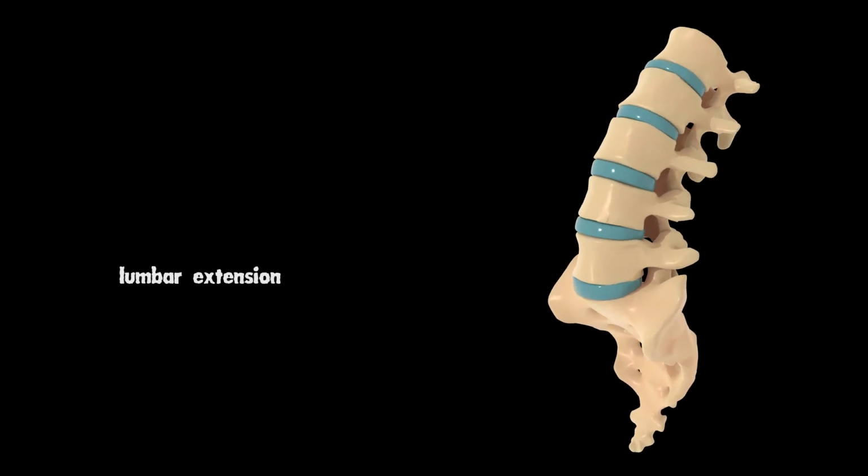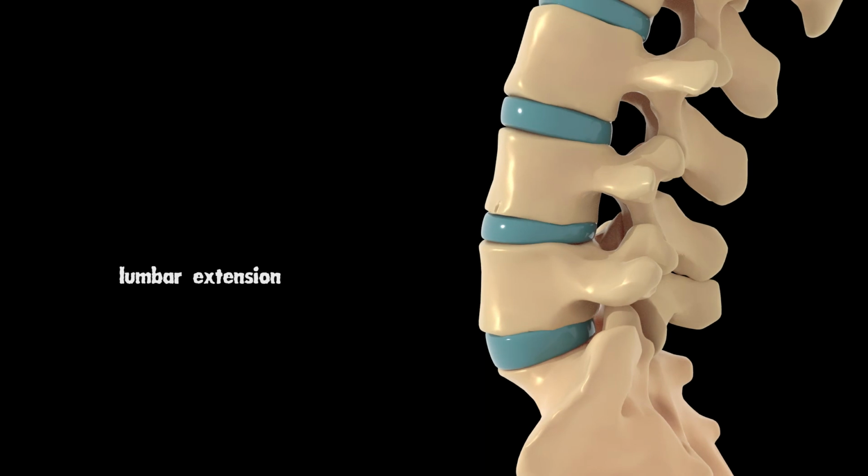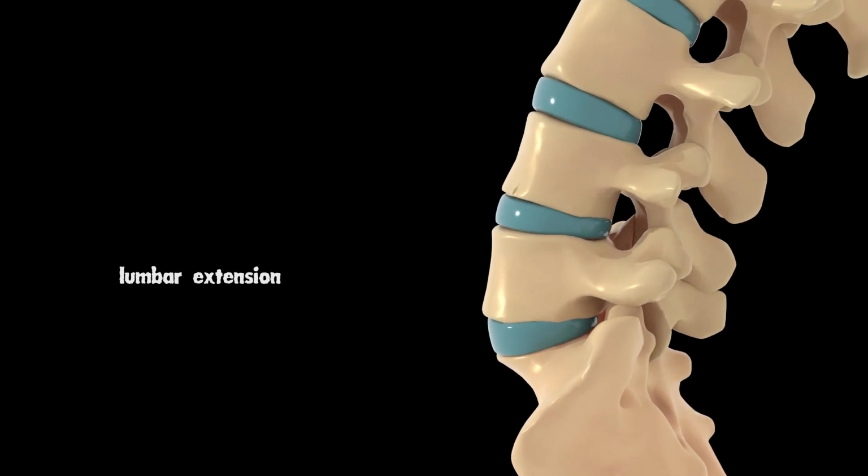During extension, the inferior articular processes of the upper vertebra glide down into the hollowed superior processes of the lower vertebra, causing the upper vertebra to move backwards slightly on the lower vertebra.